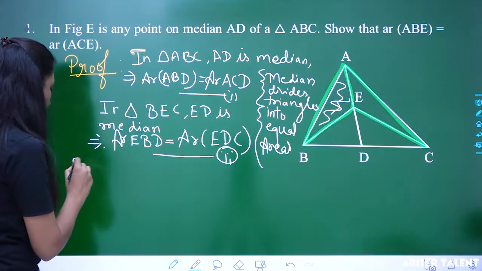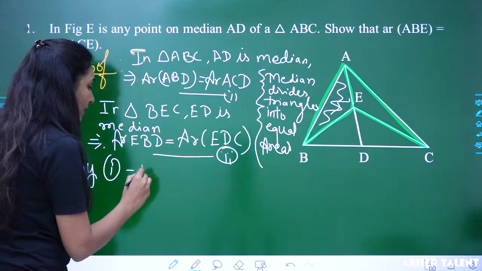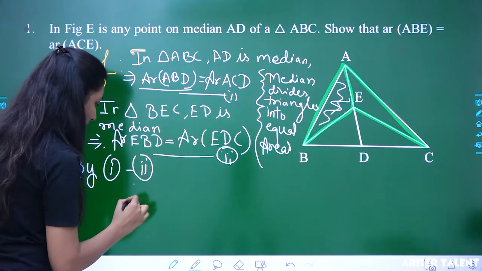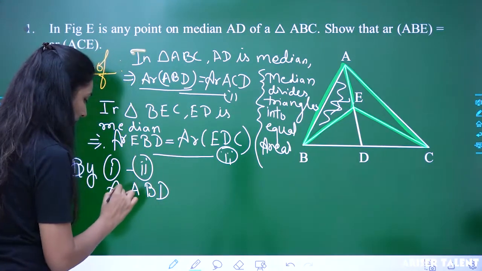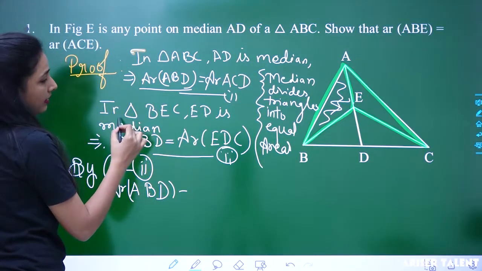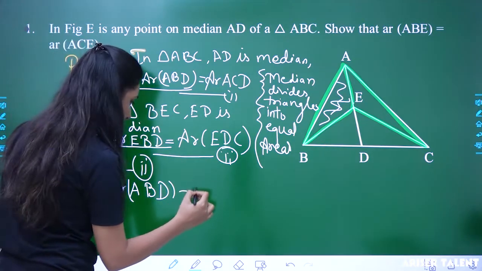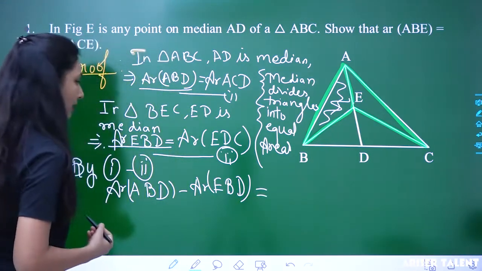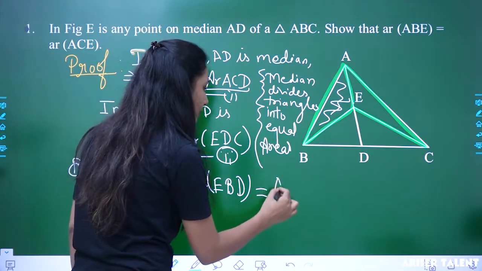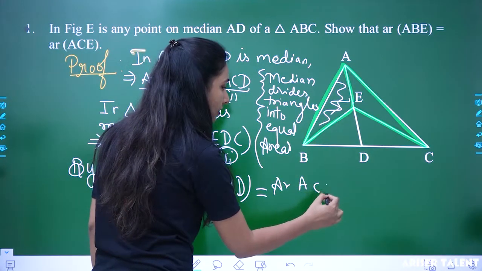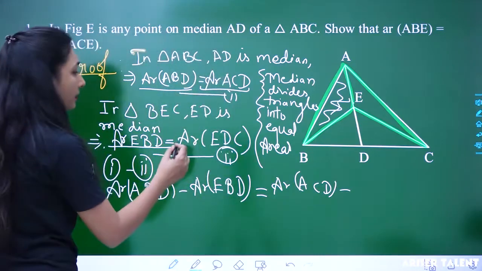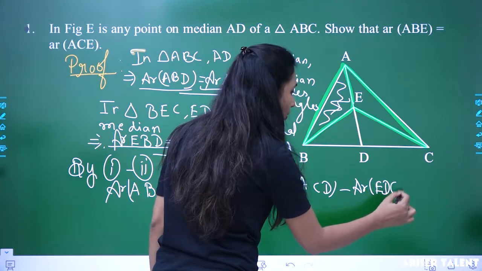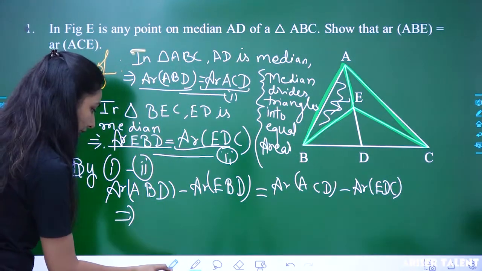So, by equation 1 minus equation 2, if you do that, you will be finding that this is the ABD. So, area ABD minus this area EBD, that will be equal to area ACD minus area EDC. Now look carefully what the areas are here.